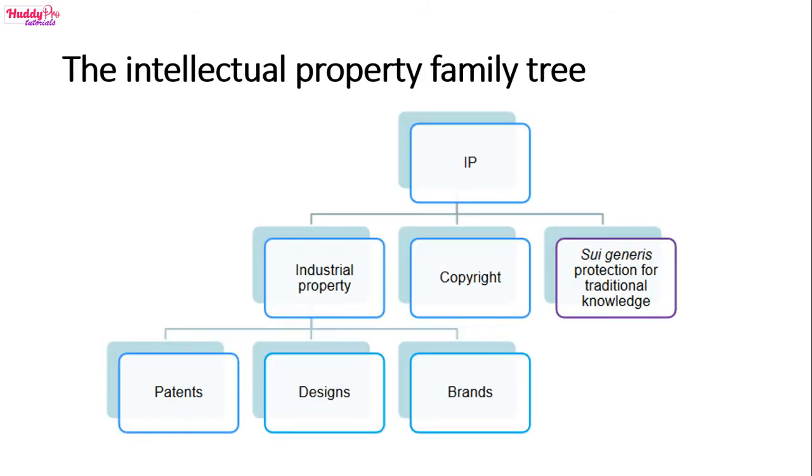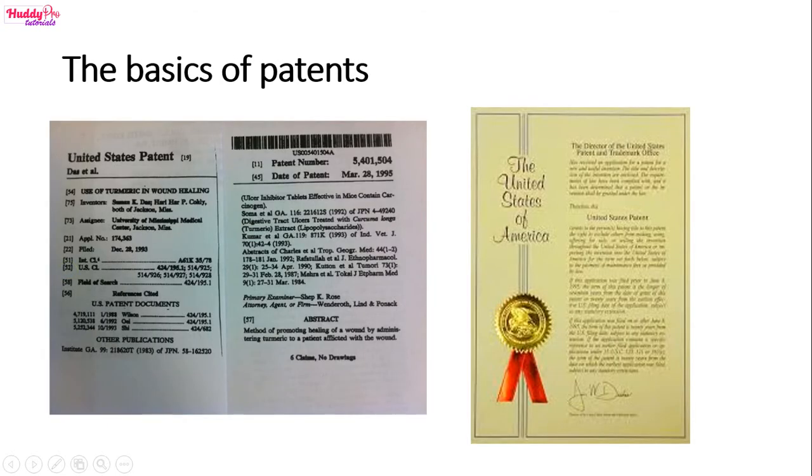Now, this is the intellectual property family tree. In this tree we have IP, which is intellectual property. Then under IP we can have several branches: industrial property, copyright, and protection for traditional knowledge. Under industrial property we have patents, designs and brands.